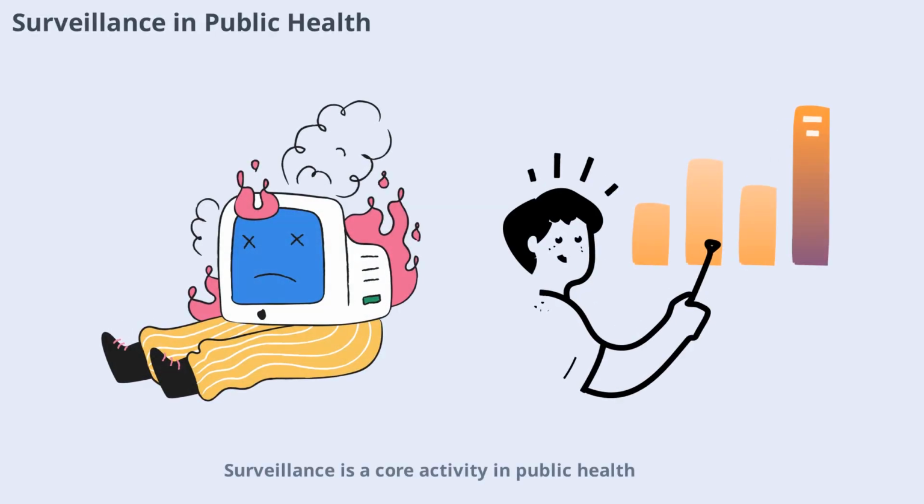Surveillance is a core activity in public health, involving the continuous collection, analysis, and interpretation of health data. It helps detect outbreaks early, monitor trends, and evaluate the impact of interventions. Surveillance systems track everything from infectious diseases to chronic conditions and injuries. By staying alert to changes in health patterns, public health officials can respond quickly and effectively to emerging threats.